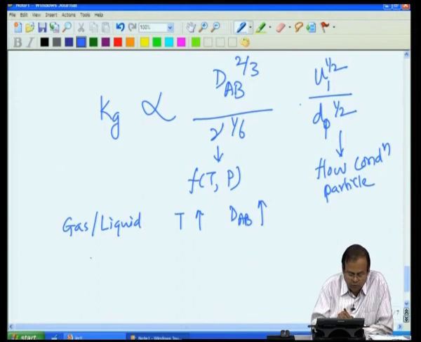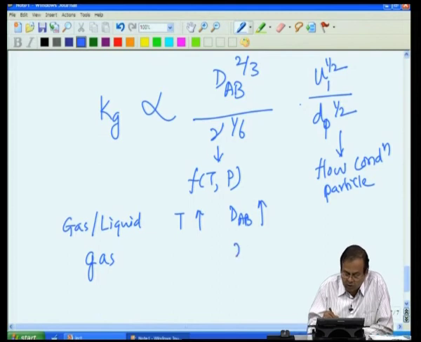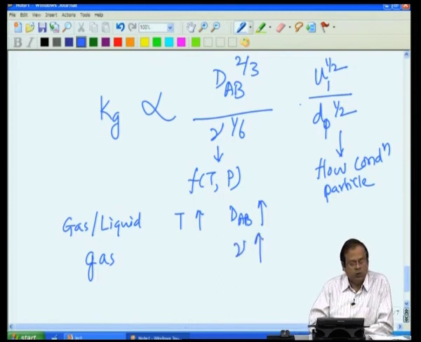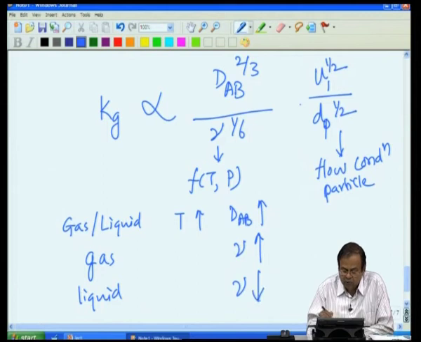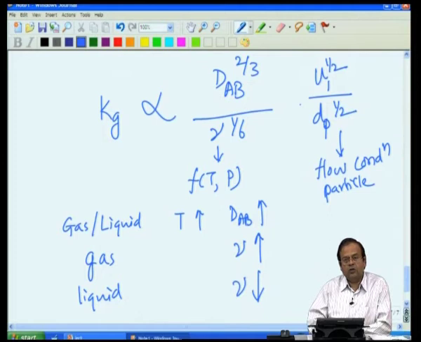However, what happens to kinematic viscosity? For gases, as we increase the temperature, kinematic viscosity also increases, whereas for liquids, as we increase the temperature, kinematic viscosity decreases. So, depending upon whether we are looking at a gas-solid system or a liquid-solid system, temperature will have a different effect on mass transfer coefficient, but whatever it is, it's weak compared to the effect of temperature on the reaction rate kinetics.